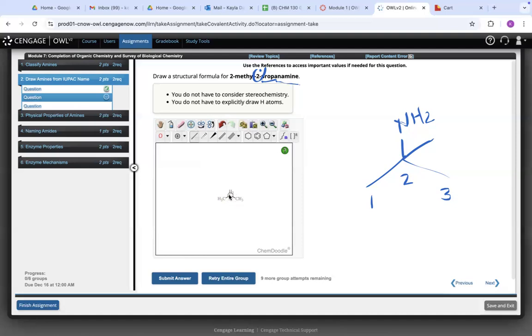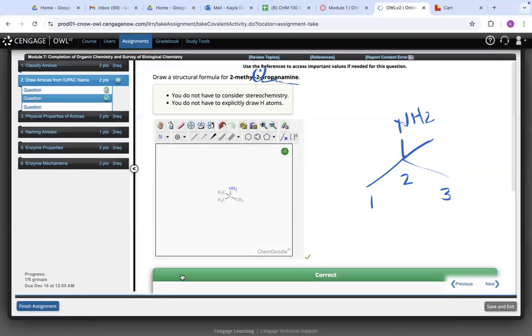I'm going to hit up for this guy, override that so that way it becomes my nitrogen or my amine group. I'm going to come back to the single bond tool, hover over this guy, and that throws out another branch to be my methyl branch. There we go.